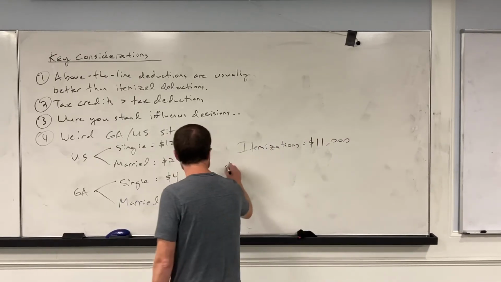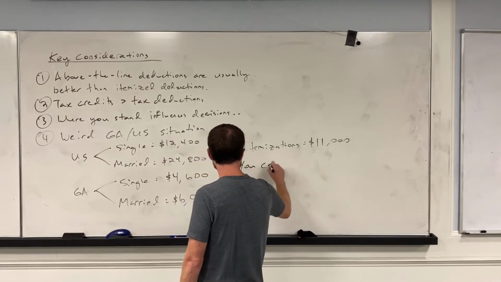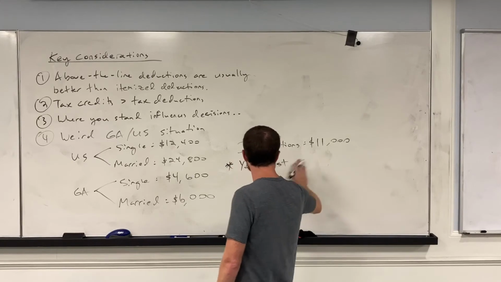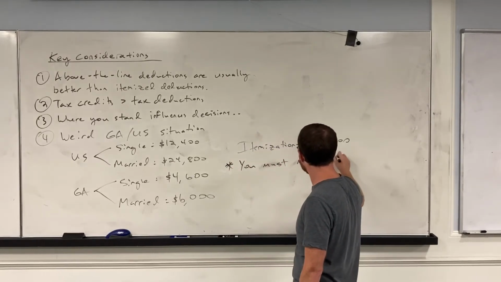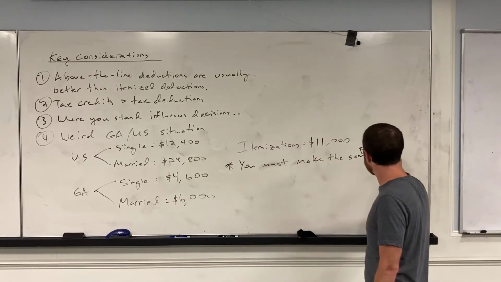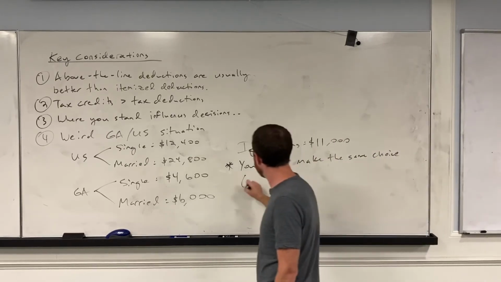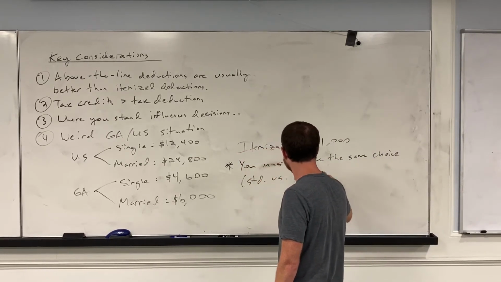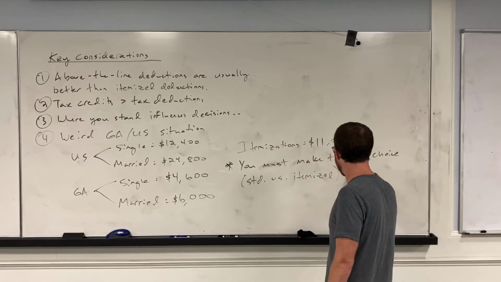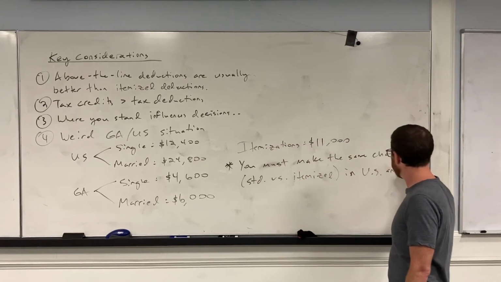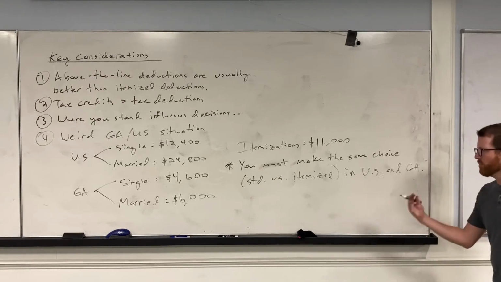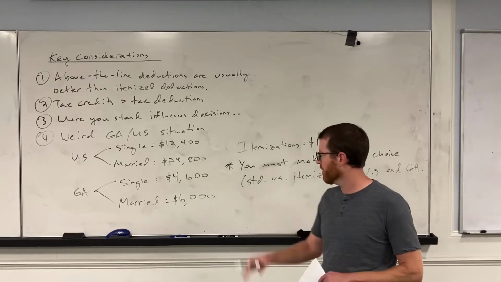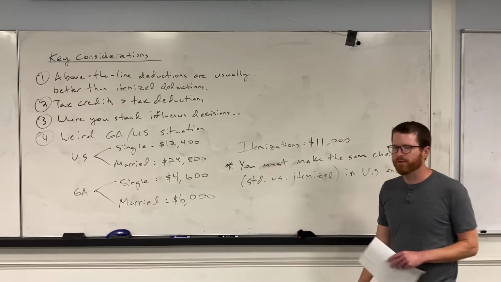So just keep in mind, you must make the same choice in terms of the standard versus itemized decision in US and Georgia. You can't do one for one and one for the other. Okay? I think there's a quiz question asked about this, so it should be pretty easy.